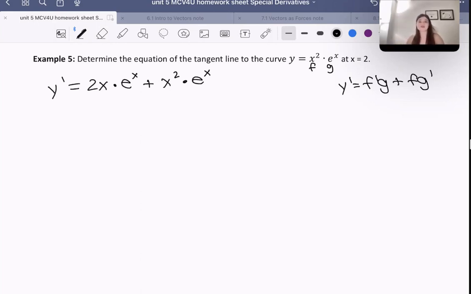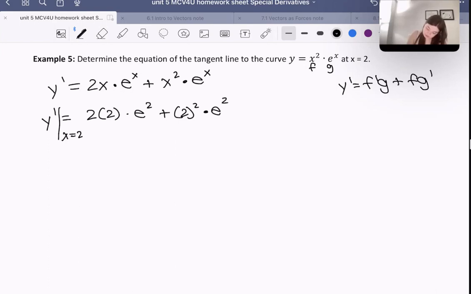So they would like to know the slope of the tangent at x equals 2. Again, the slope of the tangent is the same thing as the derivative. So now I need to find this at x equals 2. Therefore, we have 2 times e squared plus 2 squared times e to the power 2, which, in hindsight, is just adding up the same thing twice, but that's okay. It won't always be, but it was in this case. So we're going to get 4e squared plus 4e squared, which is 8e squared.